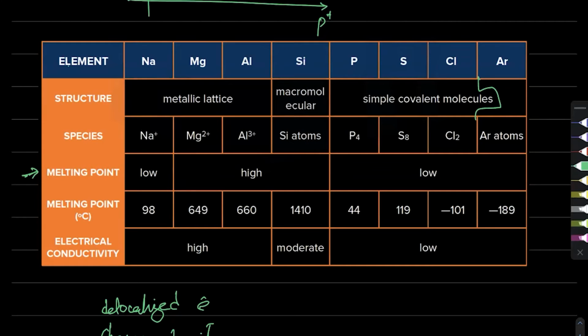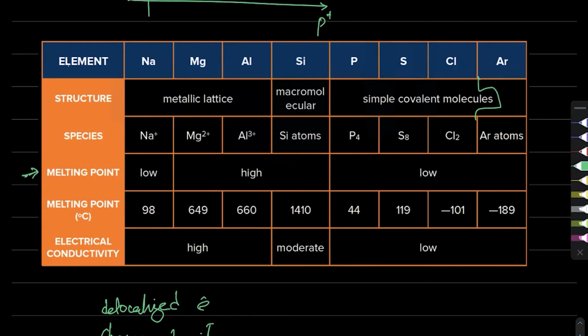Melting point, any confusions? Are you able to explain why melting point goes the way it does for every individual one? Are you able to do that? Sir, can you explain it again? For which ones? For phosphorus, again.